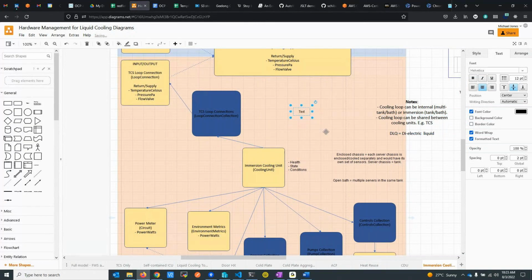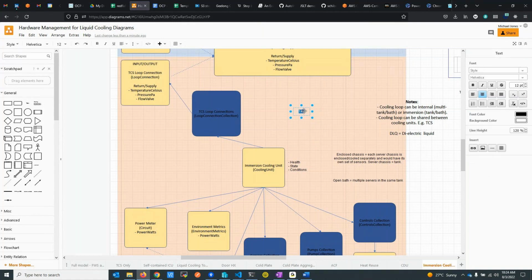Okay, so in terms of hardware management in this enclosed chassis environment, is the only way to get the temperature or any kind of reading from the immersed chassis from the BMC? Yes, should be. Okay, so it's identical to cold plate in that regard as well. Okay. Yeah.